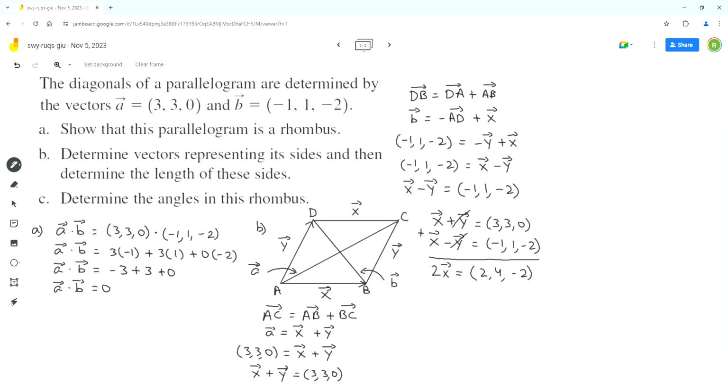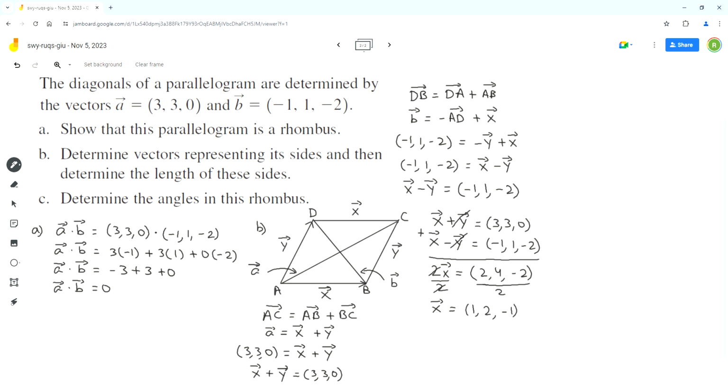Now we can divide both sides by 2. So we can divide each component by 2, and we get, so this is vector x, and it represents sides AB and DC in the rhombus.